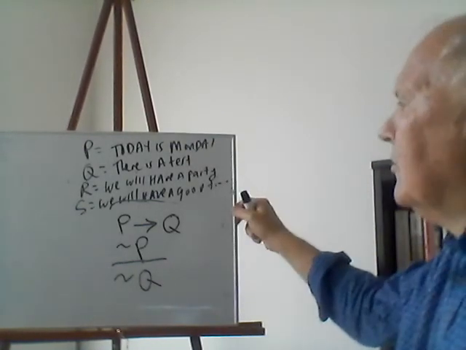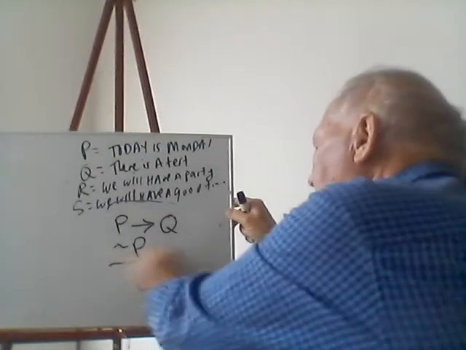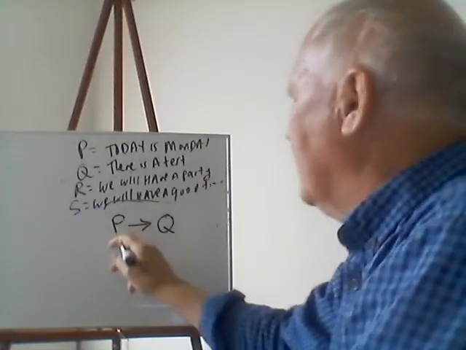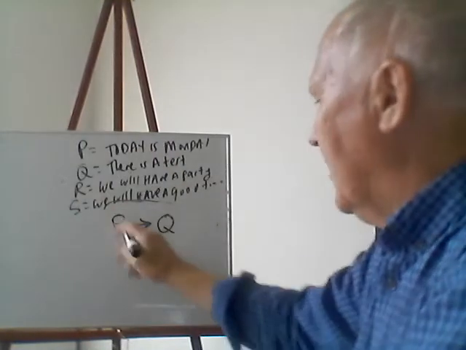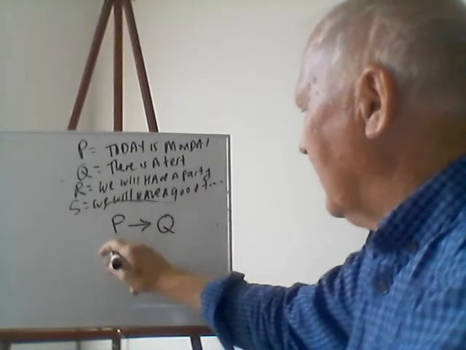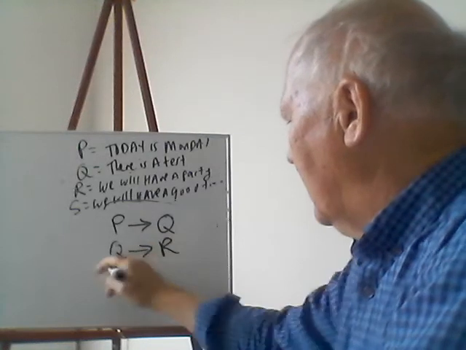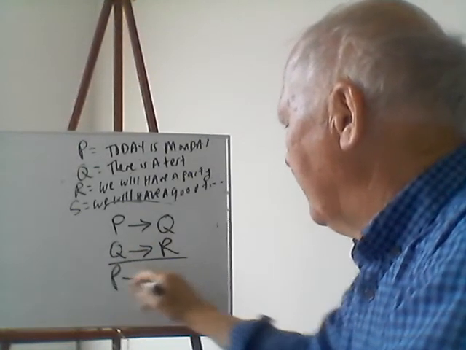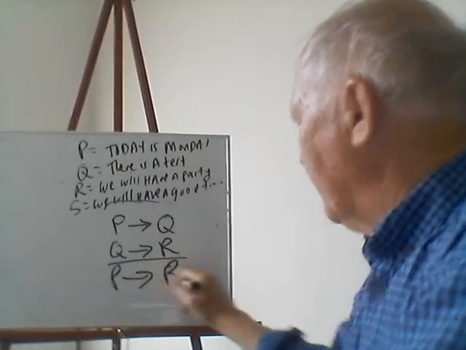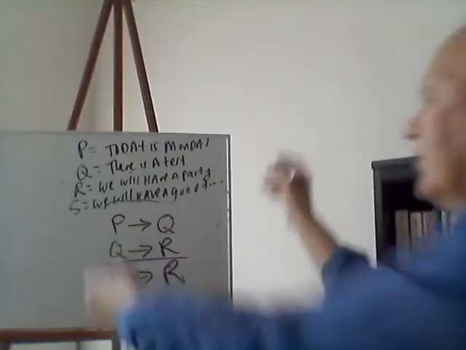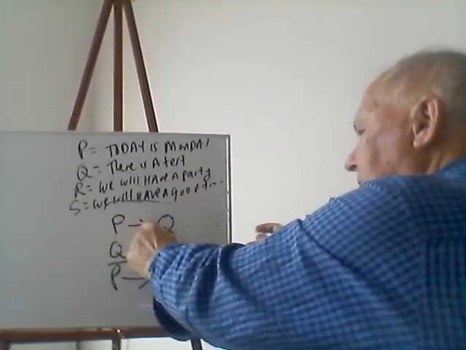Now let me do one where I use P, Q, and R. I'll give you a chain argument. It's called a chain because of the different links. This is going to be a link, link, and a link. That's a valid argument form. If P then Q. If Q then R. If P then R. You can always go forwards with the arrow.